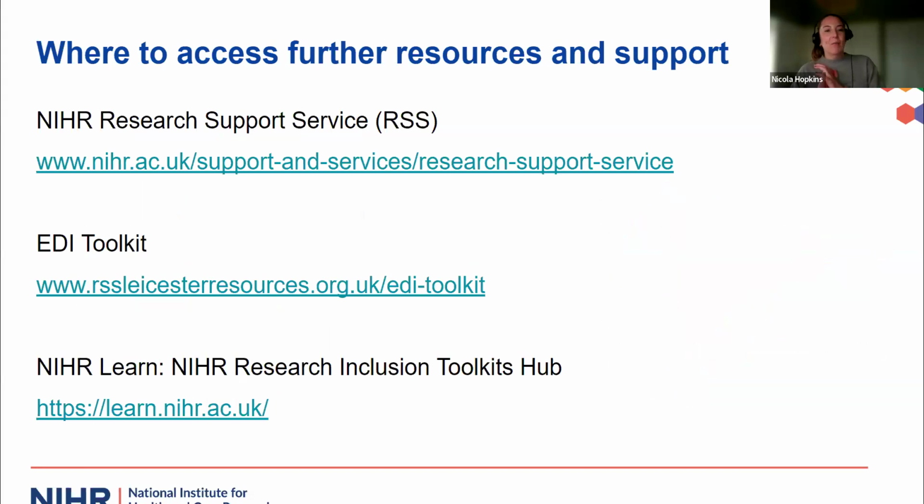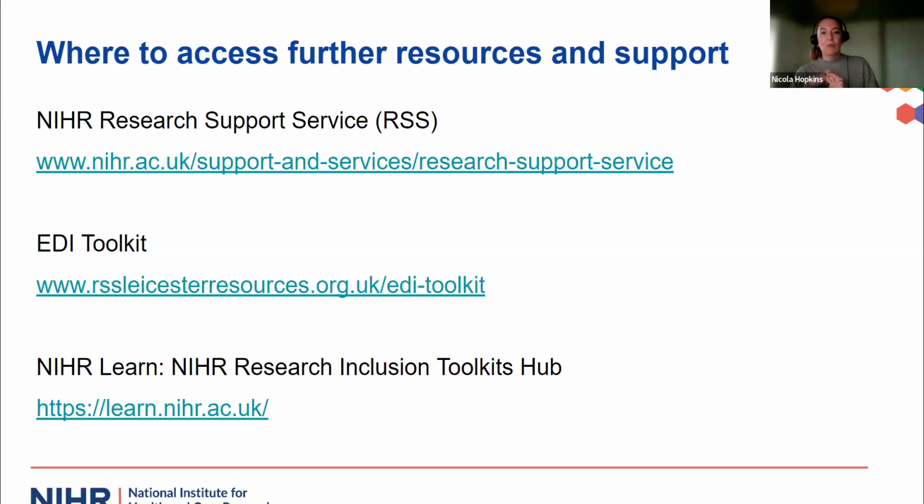Okay, and finally, where can you go for further support and guidance on this? So full research inclusion application guidance will be made available on the NIHR website in time for the new conditions rolling out in November. As we mentioned earlier, this webpage will be linked out from the application form and the other guidance sources, so they'll all be linked together.